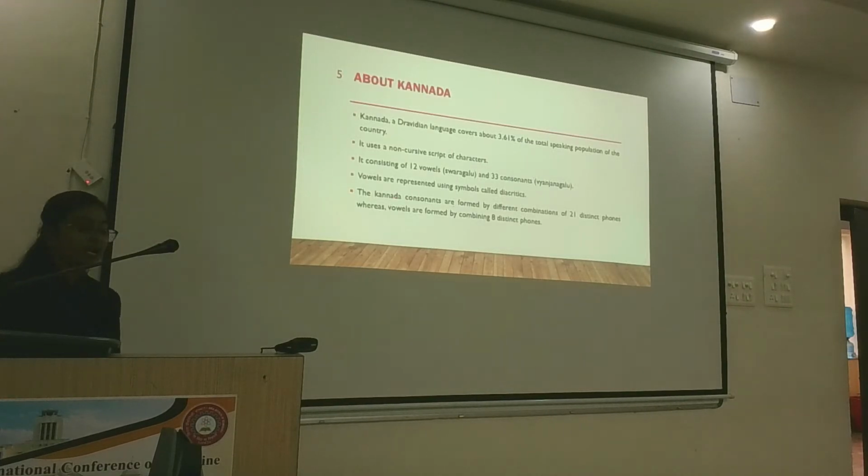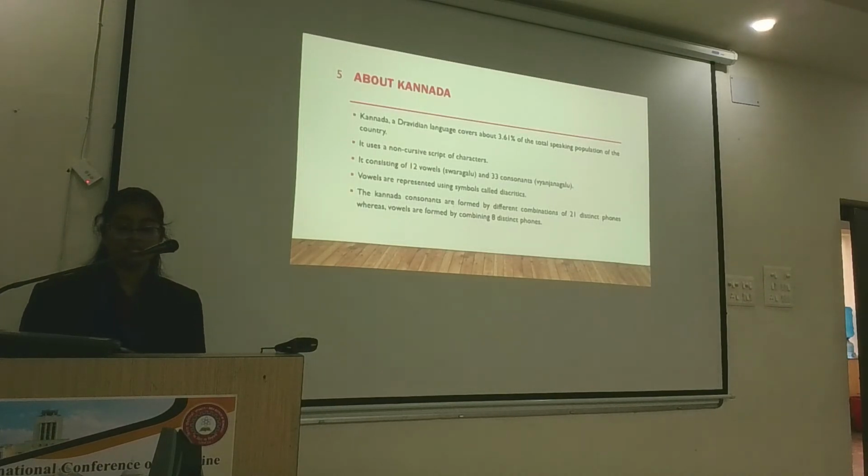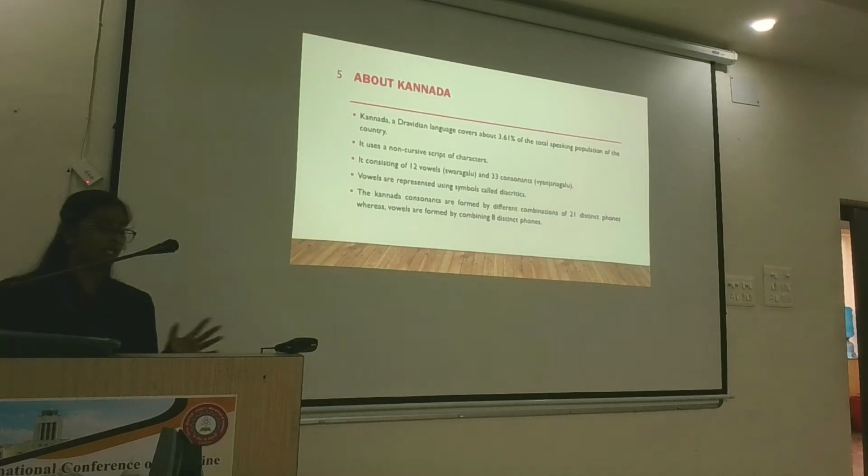About Kannada. Kannada is a Dravidian language, covering about 3.61% of the total speaking population of the country, as mentioned in Census 2011. It uses a non-cursive script of characters. According to Kannada grammar, it consists of 12 vowels, that is Swaragalu, and 33 consonants, that is Vyanjanagalu. Vowels are represented using different symbols called diacritics. The Kannada consonants are formed by different combinations of 21 distinct phones, whereas vowels are formed by combining 8 distinct phones.